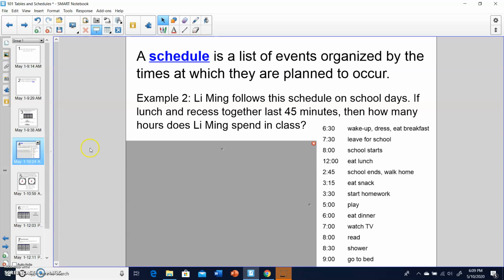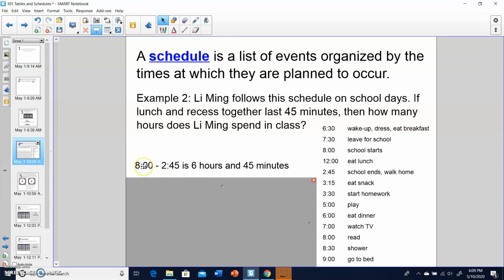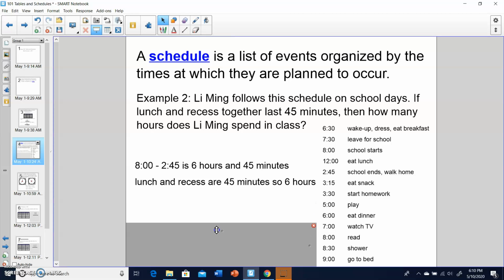So think, school starts at 8 o'clock and ends at 2:45, and lunch and recess together are 45 minutes. So we can think, 8 to 2:45 is 6 hours and 45 minutes total. That's how long she spends at school. Lunch and recess are 45 minutes long. So if we take those 45 minutes off of the 6 hours, 45 minutes she spends in school, 6 hours are spent in class.